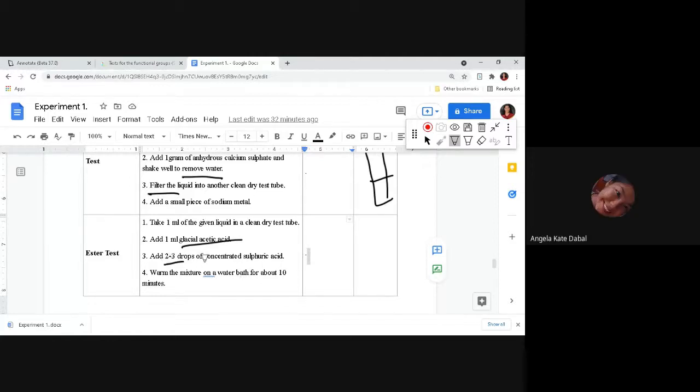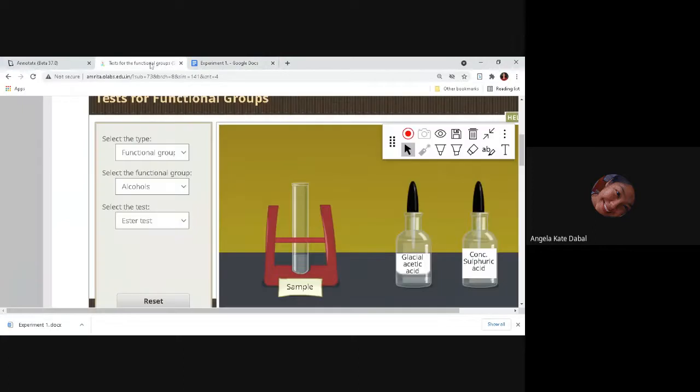Okay, add 2 to 3 drops of concentrated sulfuric acid. Okay, so let's add concentrated sulfuric acid.